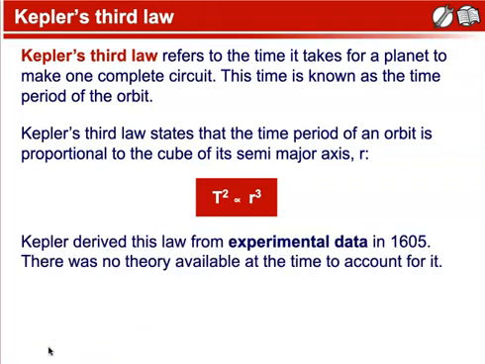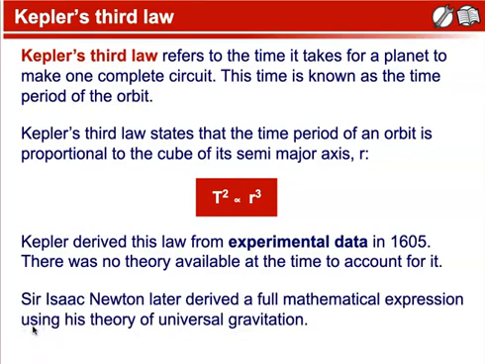Kepler derived this law from the experimental data in a 1605 experiment. There was no theory available at the time to account for it. Sir Isaac Newton later derived a full mathematical expression using his theory of universal gravitation. As a side note, the semi-major axis is half the major axis. That is, half the length of the longest axis of the orbit.